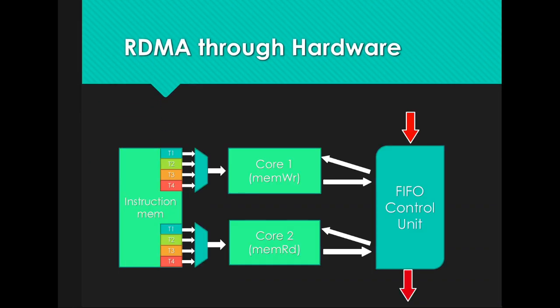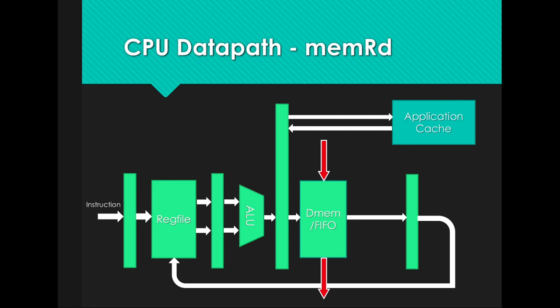Read is similar to write. When the packet comes in, the FIFO control unit will send the packet to the second core. When it gets into core 2, the packet has to already specify which part of the application cache is needed to read from. So the packet with the payload will be buffered into the FIFO, then sent out to the client. This is how we implement RDMA.